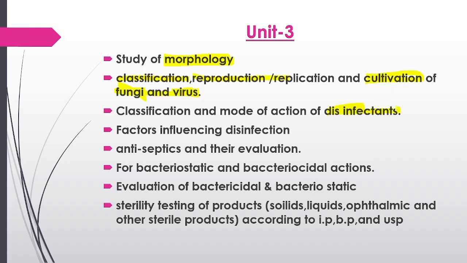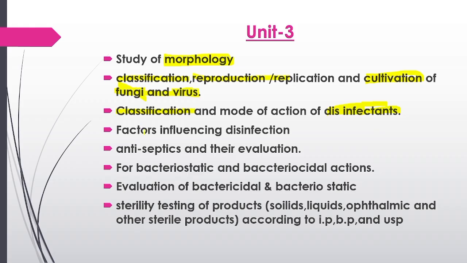What are disinfectants? Disinfectants are chemical agents or substances. These are mostly used to kill the growth of bacteria or germs. Okay, then we go to the classification of disinfectants. The disinfectants are mostly classified as bactericidal, fungicidal, virucidal, sporicidal, etc. These are the classification of the disinfectants.